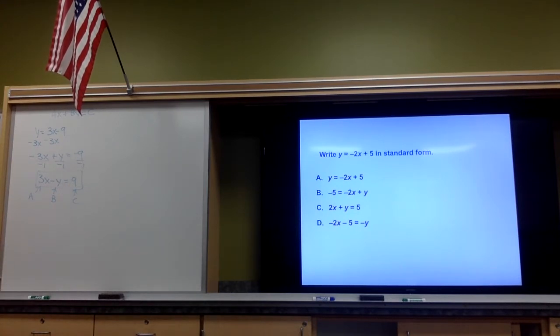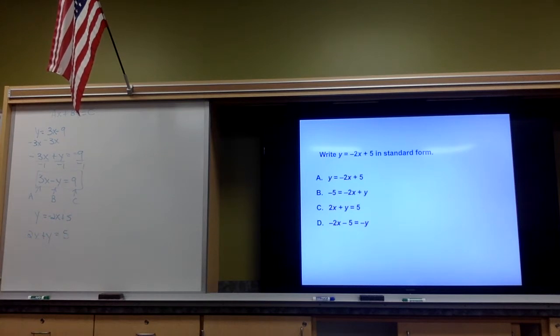Okay, so let's look at the next one. All right, and I'm going to write it down here. So y equals negative 2x plus 5. And you want to write this in standard form. Okay, we can do that. So I got to get x and y on the same side. So I'm going to get the x's over here. 2x plus y equals 5.